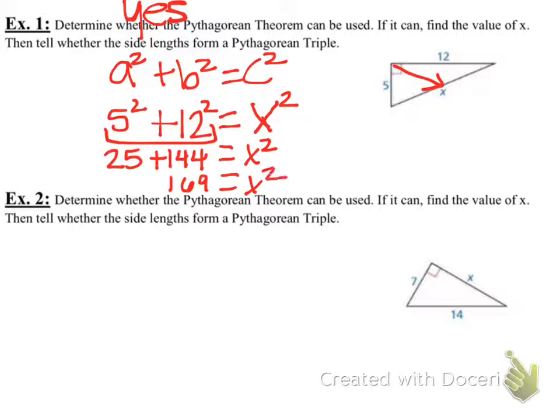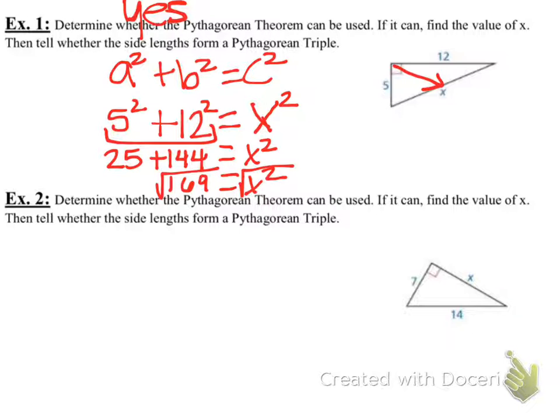So we want to know what just x is, and hopefully you remember this, but to get rid of this squared on the x, the exponent, I have to undo it by its opposite operation. Just like if you want to get rid of division, you multiply. If you want to get rid of addition, you subtract. So the opposite operation of squaring something is a square root. So I want to take the square root of both sides.